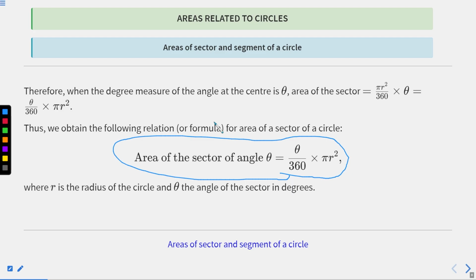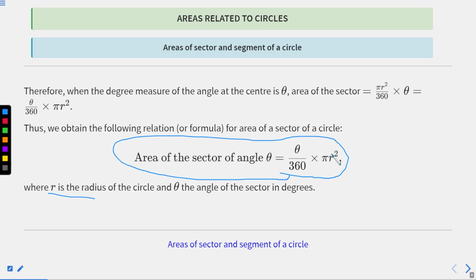Okay, so the area of the sector of angle theta is equal to theta by 360 into pi r square, where r is the radius of the circle and theta is the angle of the sector in degrees. So you must keep in mind that theta is the angle of the sector in degrees, and r is the radius of the circle. If you know the values of theta and r, then you can find the area of the sector of angle theta, that is theta by 360 into pi r square.